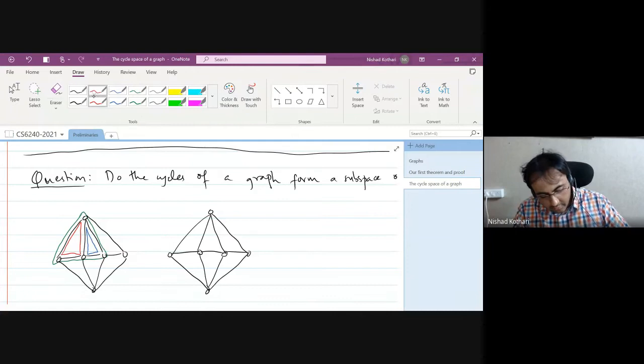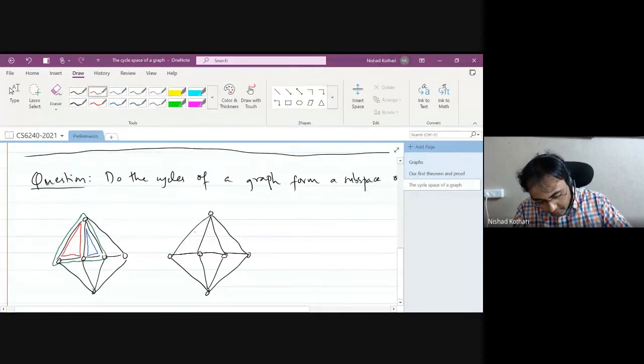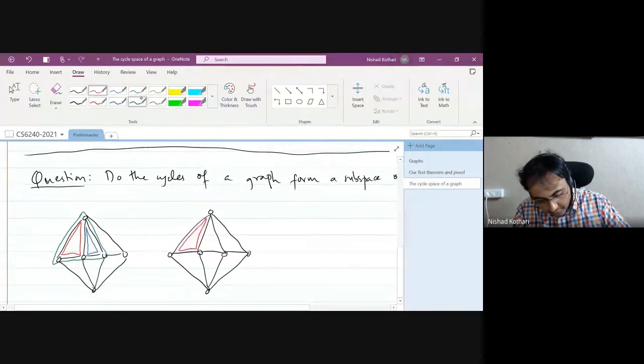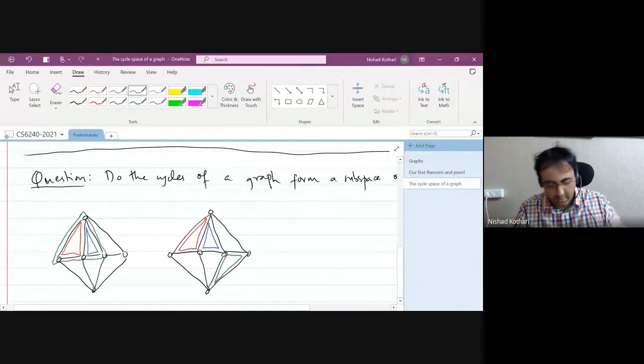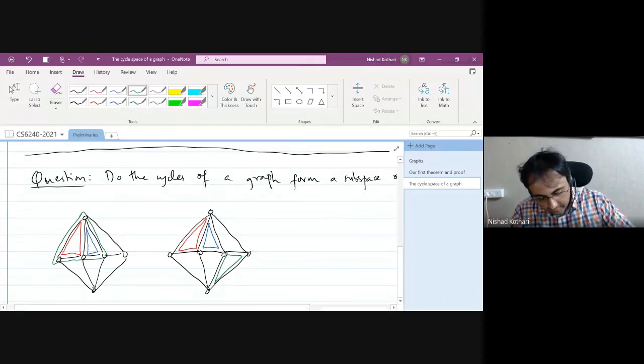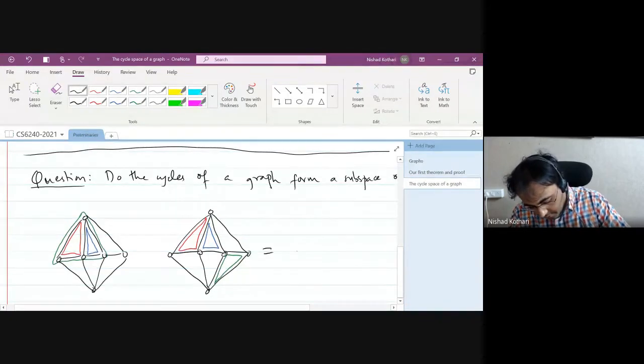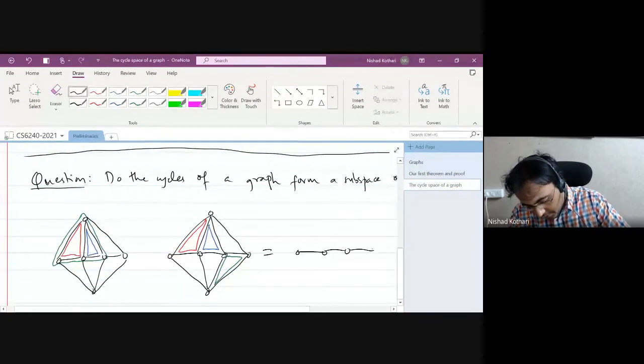However, you can quickly observe that this doesn't have to be the case, right? So supposing I take this red cycle, I take this blue cycle, and then I add a third cycle. I take the symmetric difference of three cycles, which is of course the symmetric difference of the first two and then symmetric difference with the third one. And in that case, what you would get is not a cycle anymore. So let's draw this separately.